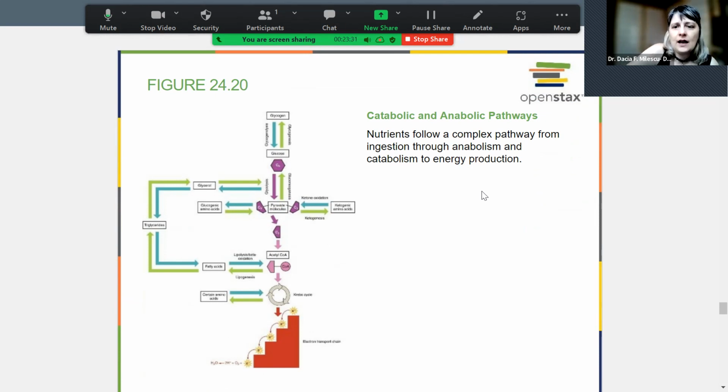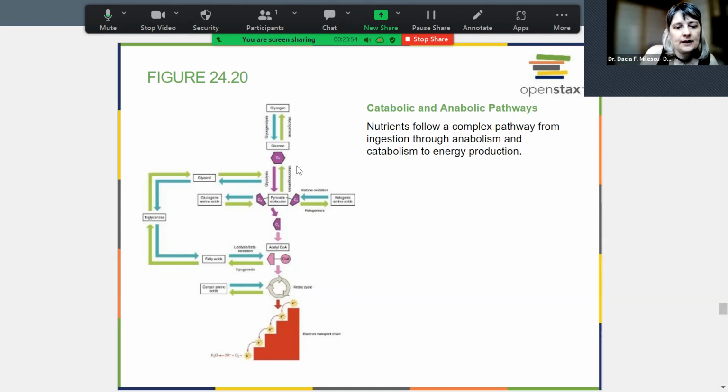So we call that anabolism. And breaking down products or metabolites is called catabolism. So when we catabolize, we release energy. And when we want to build or store energy, anabolism, that comes from the nutrients that we can ingest.